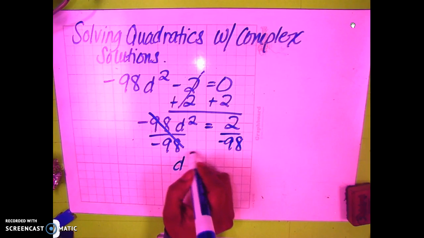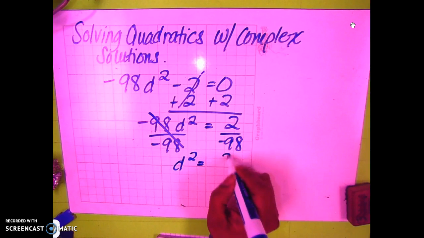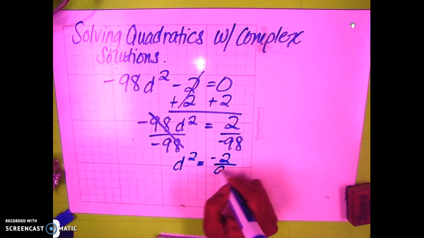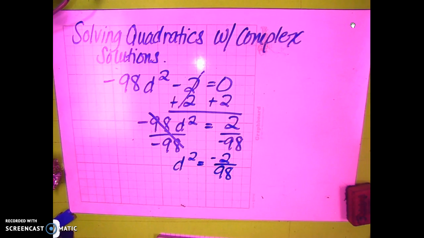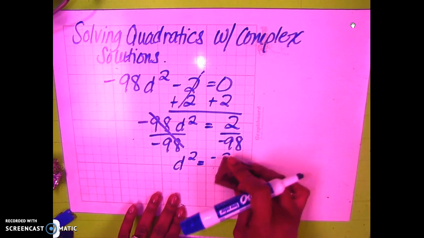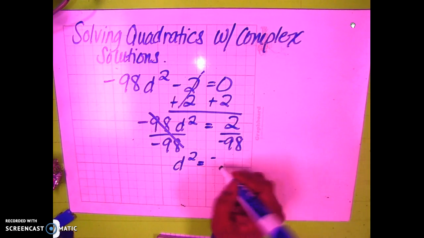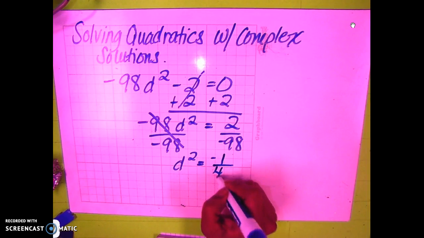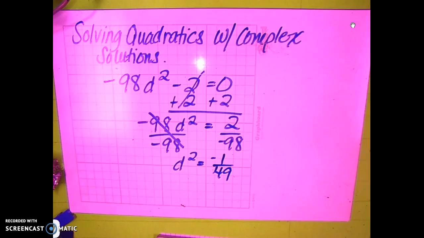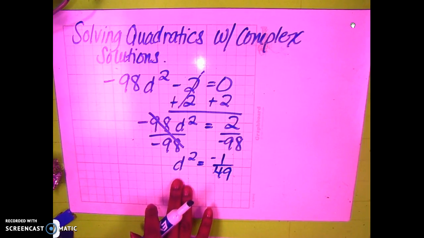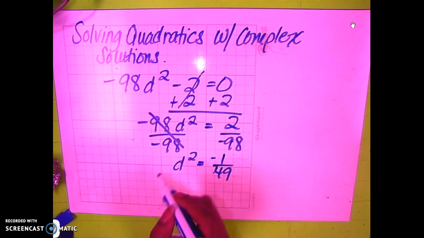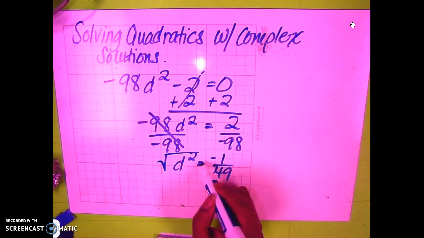Now I have d squared equals 2 over -98, or -2 over 98. This can be reduced. 2 can go into itself one time, and 2 can go into 98 49 times. So I'm going to write that now as -1 over 49. Now I have isolated my variable. Now I'm going to take the square root of both sides.